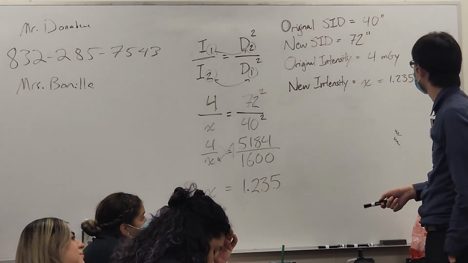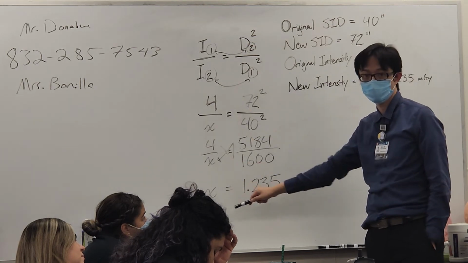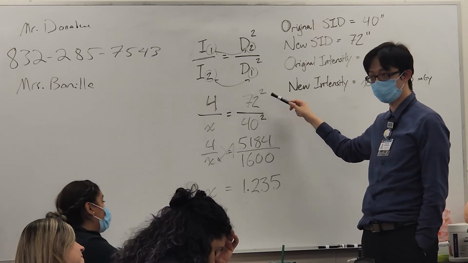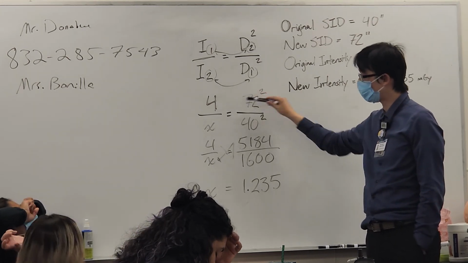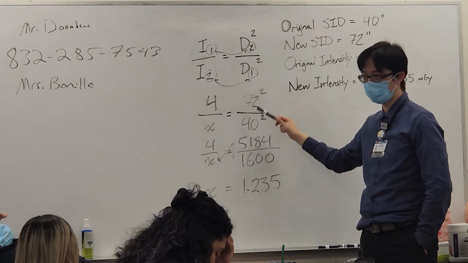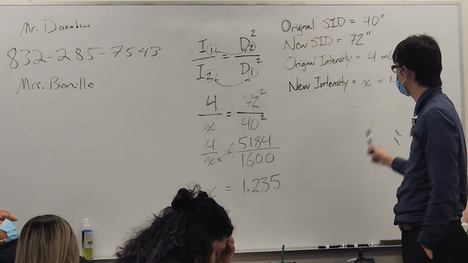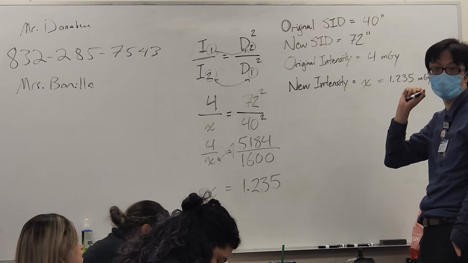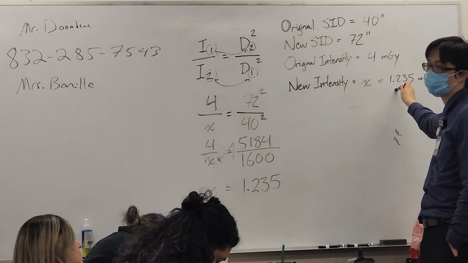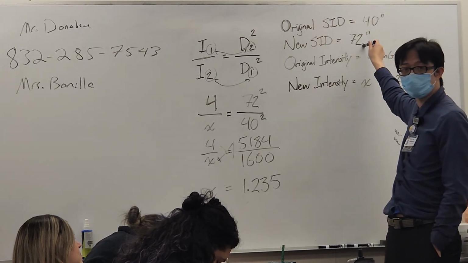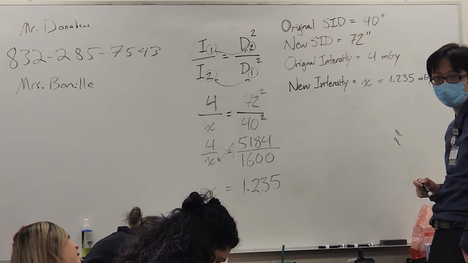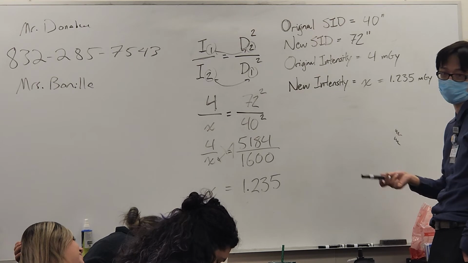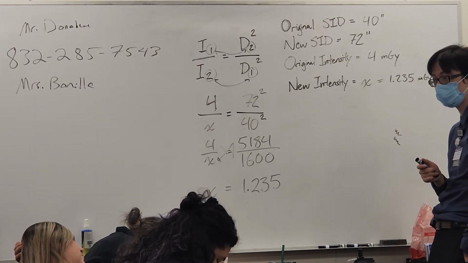So, inverse square law. Main thing is just to figure out which number goes where. Make sure you don't accidentally flip them. And then once you have everything plugged in, simplify, do your cross multiplication, get your answer. Once you have your answer, don't move on yet. Look at your answer and check to make sure it makes sense. Is it going the correct direction? If I'm expecting it to go up, is it actually going up? If I expect it to go down, is it actually going down?